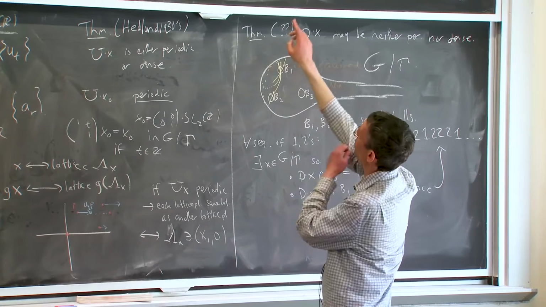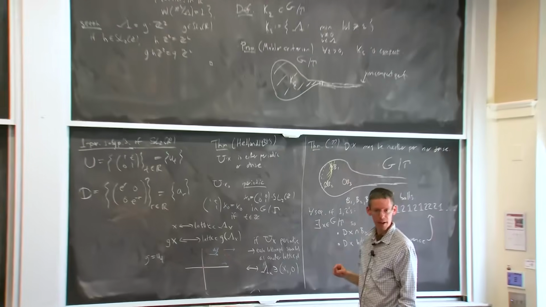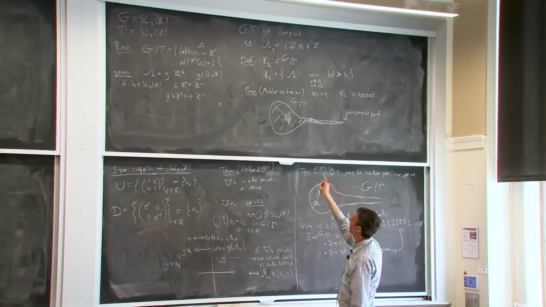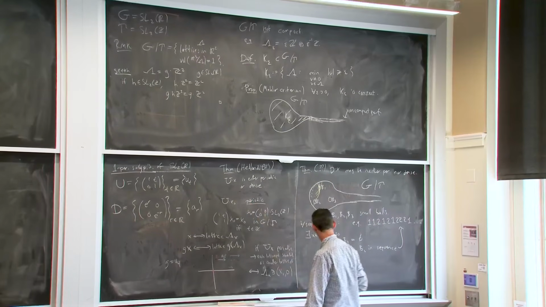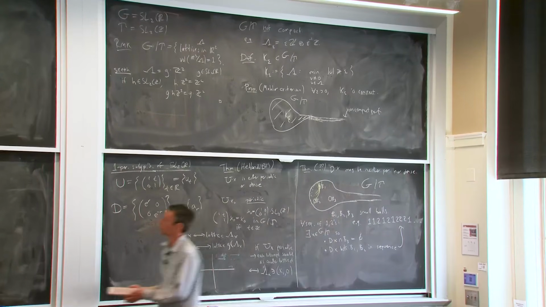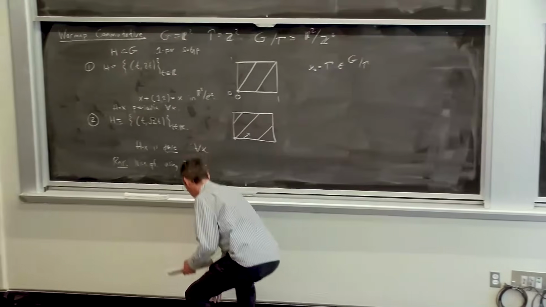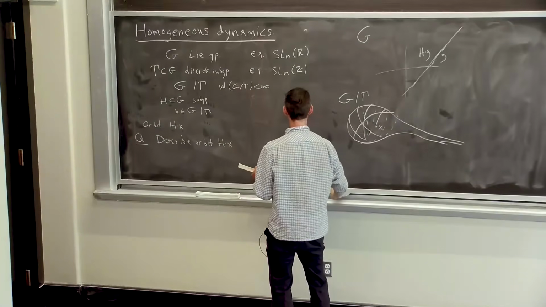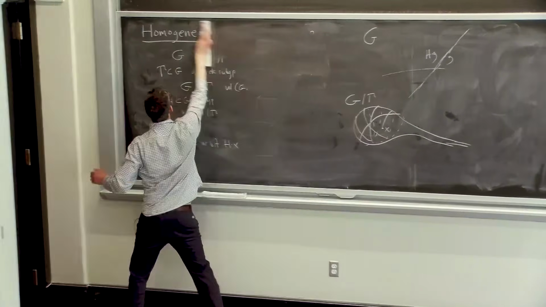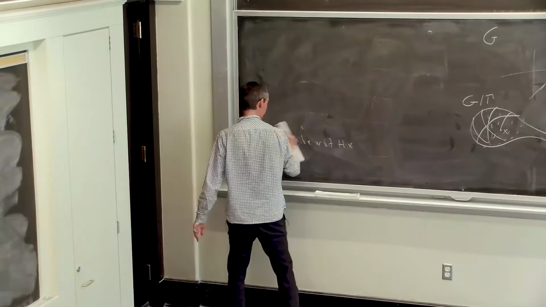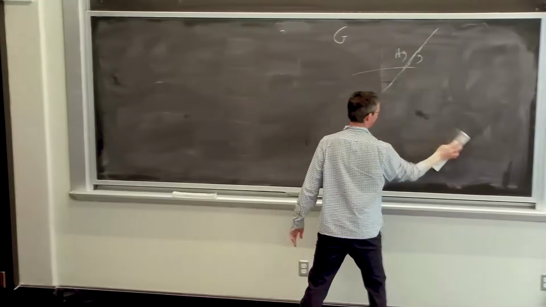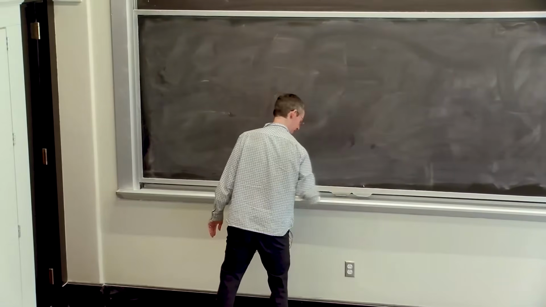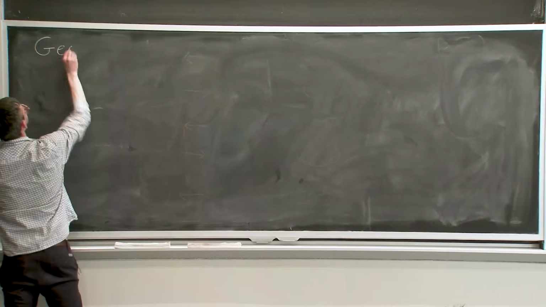Great. So we're going to do some geometry. So next we need to think about the geometry on the space G mod gamma, and how that geometry interacts with the action. Okay, so geometry of G mod gamma.